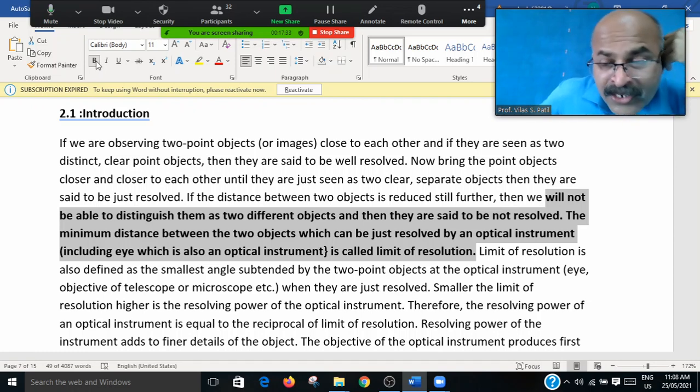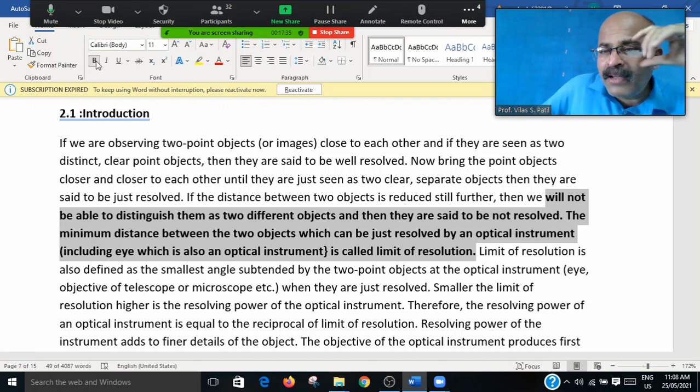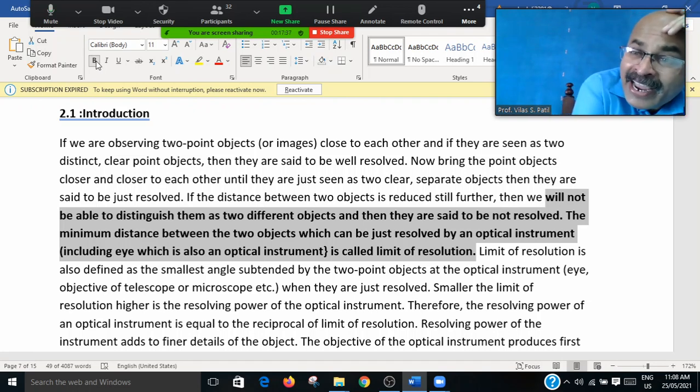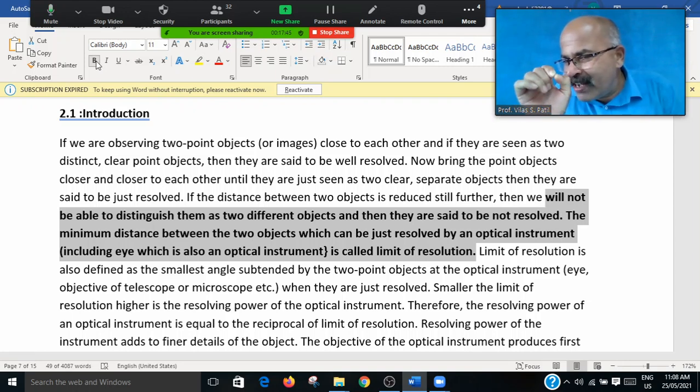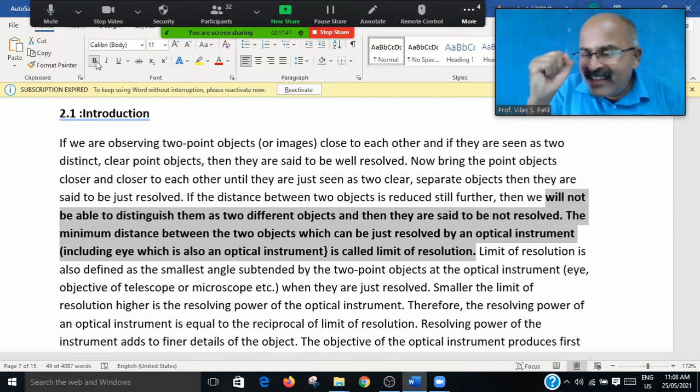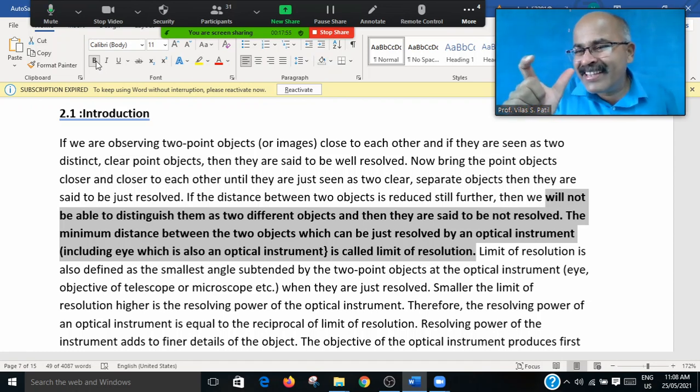which is also an optical instrument. Apla dola sudha ek prakarcha optical instrument ahe. Pan tyacha resolving power hi thodi shi kami ahe. Apla dolyana je don bindu just merged, ekamekamadhye merge zalele distat. Te jar mi telescope getla, mi eyepiece getla, spectrometer getla, मी ट्रॅव्हलिंग मायक्रोस्कोप घेतला तर ते दोन्ही सुद्धा रिझॉल्व दिसतात.